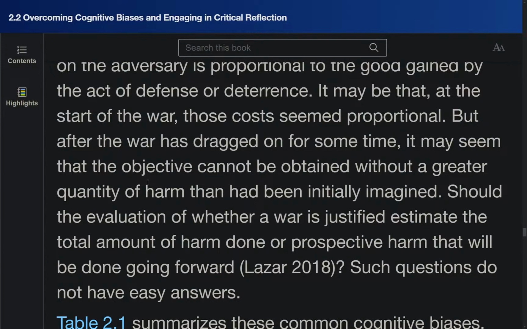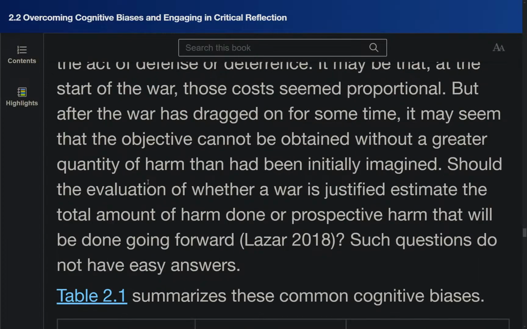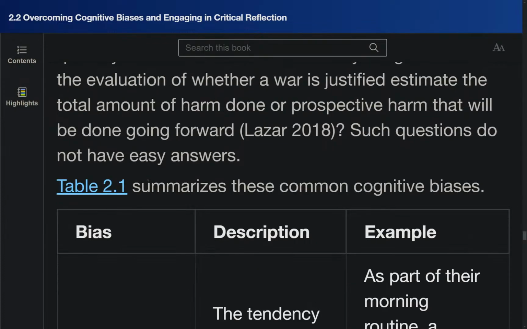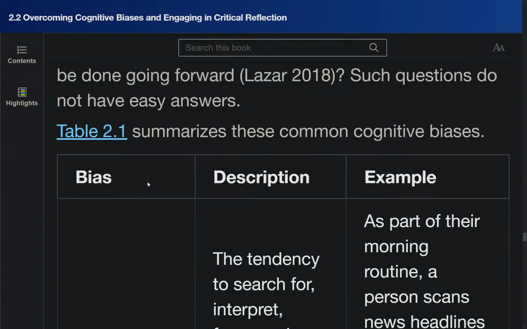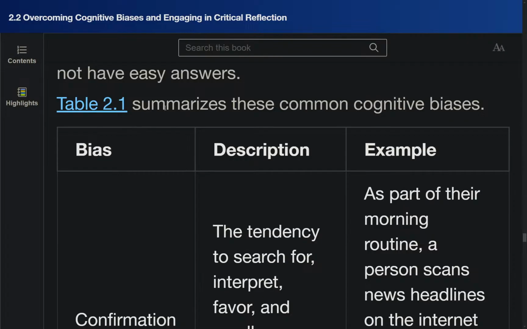Like what? They have not clarified enough.